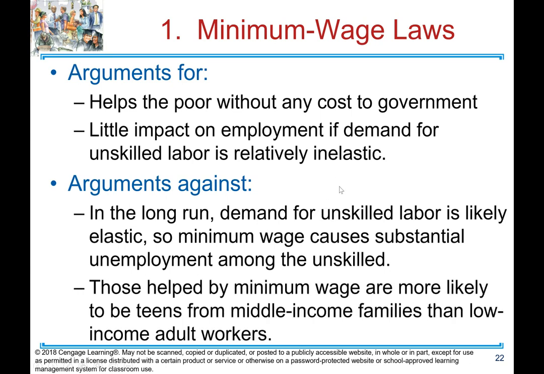Arguments for: this law helps the poor without any cost to government. There's little impact on employment if demand for unskilled labor is relatively inelastic. Arguments against minimum wage laws include: in the long run, demand for unskilled labor is likely elastic, so minimum wage causes substantial unemployment among the unskilled. Those helped by minimum wage are more likely to be teens from middle income families than low income adult workers.